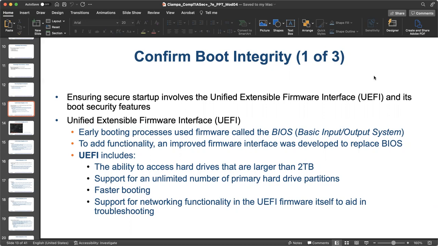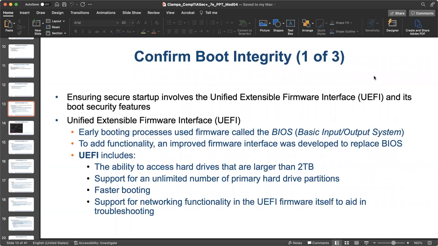To add functionality, an improved firmware interface was developed to replace the BIOS. And that's what we call UEFI, or Unified Extensible Firmware Interface. UEFI actually provides several enhancements over BIOS. One is accessing hard drives that are larger than 2 terabytes. With the old BIOSes, you cannot have any hard drive that is larger than 2 terabytes, period. That's the extent that BIOS can address, but UEFI can do that.